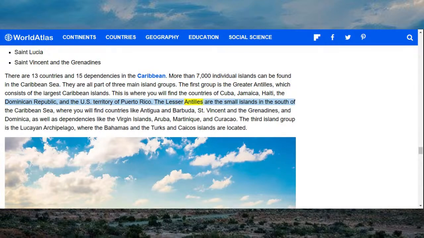The Lesser Antilles are the small islands in the south of the Caribbean Sea, where you will find countries like Antigua and Barbuda, St. Vincent and the Grenadines, and Dominica, as well as dependencies like the Virgin Islands, Aruba, Martinique, and Curacao. The third island group is the Lucayan Archipelago, where the Bahamas and the Turks and Caicos Islands are located.